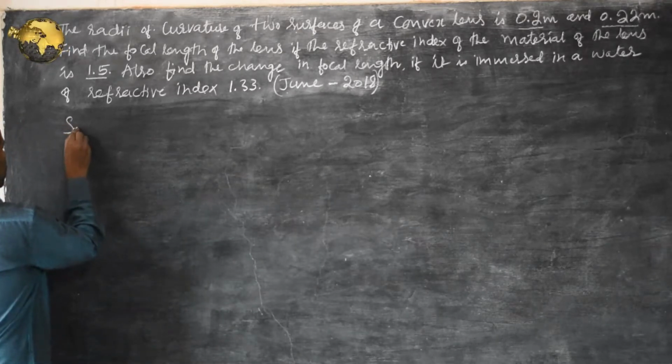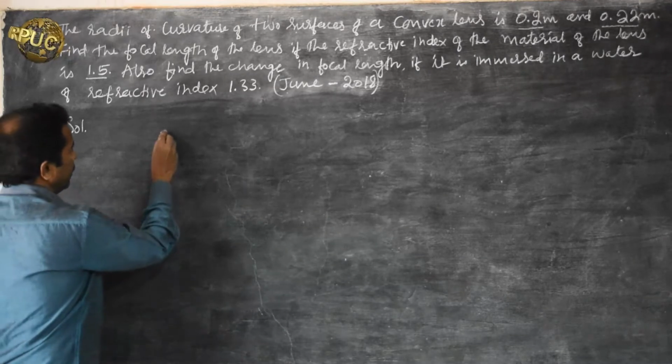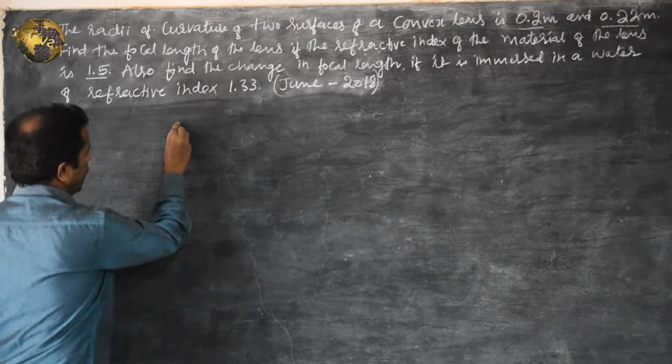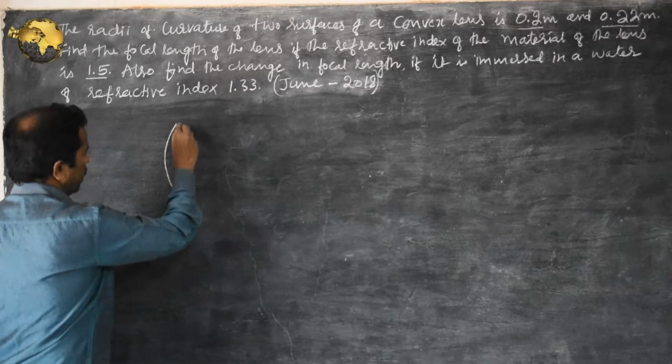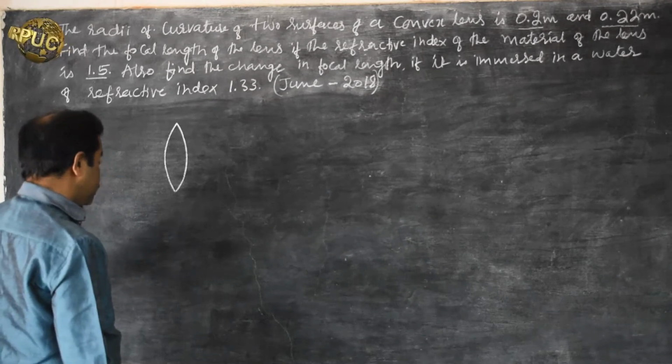So let us go through the solution. I'm going to draw the diagram of a convex lens.